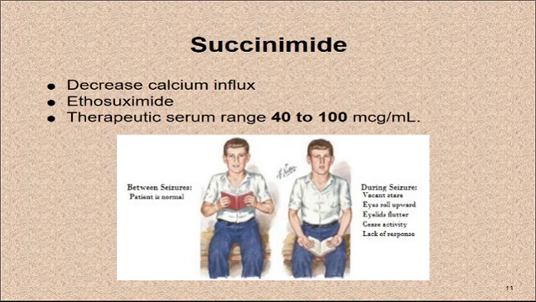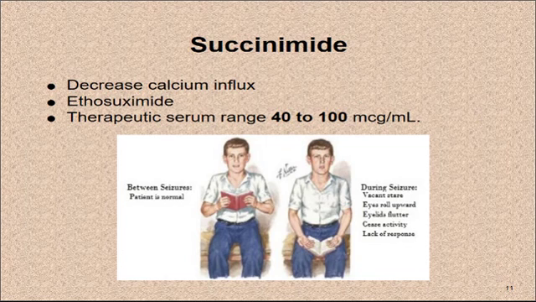Next class, succinimides, which you will find on the very bottom of table 22.2 on page 308 on the first page of it. It decreases calcium influx. The one that you will see is ethosuximide. It has succinimide in the name, so you know it is a succinimide. Therapeutic range is pretty broad, 40 to 100.